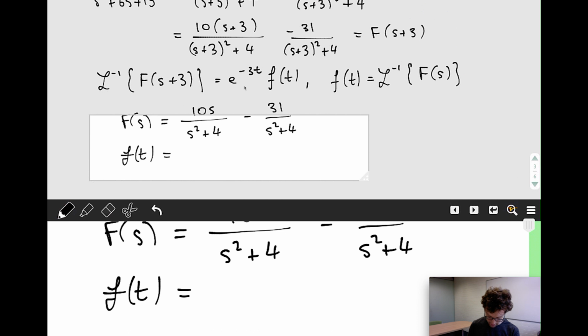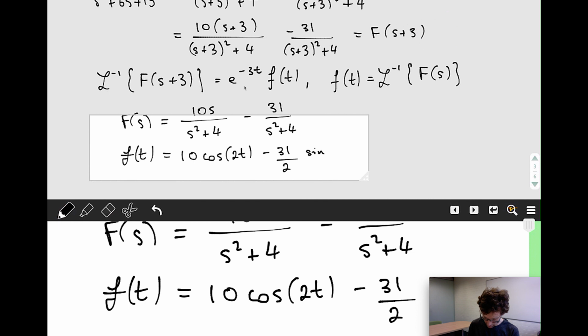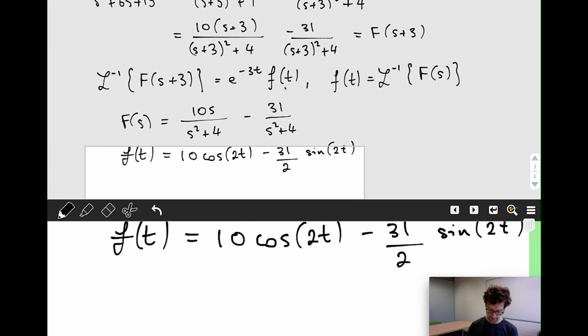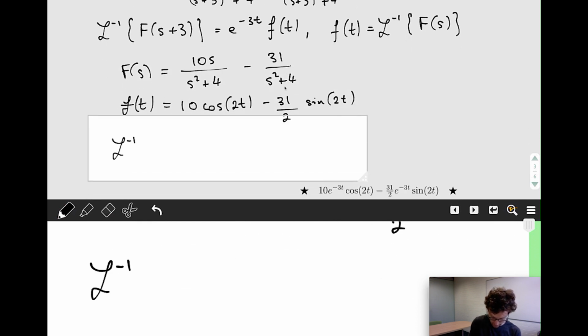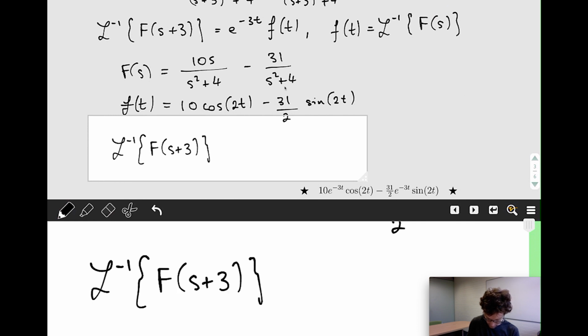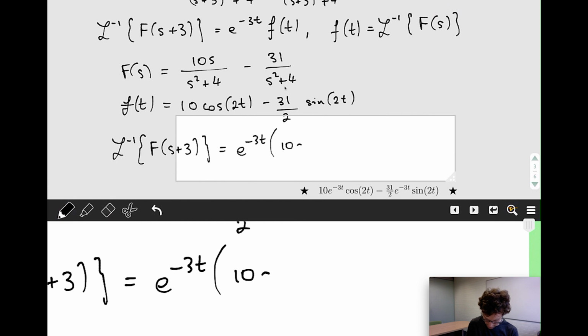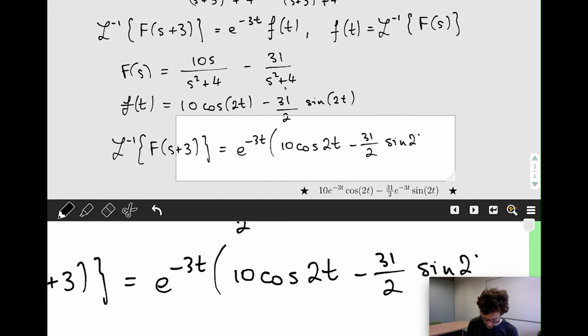And so that's going to be given by my tables as 10 times cosine of 2t minus 31 over 2 sine of 2t. So I'm just using the tables for that. So that's my function f of t. Now what I need to do is put that back into this expression here to find the inverse Laplace transform I'm looking for. So the inverse Laplace transform of big F of s plus 3 will be e to the minus 3t of what I just calculated. So it'll be 10 cosine of 2t minus 31 over 2 sine of 2t.